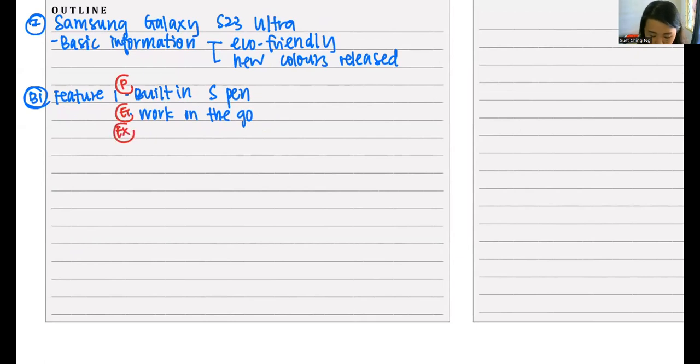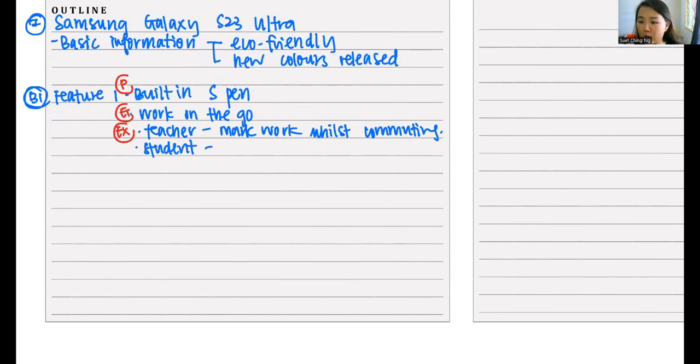Now, for the example, I can do a couple of things. If I take myself as a teacher, I can say I can mark my work on the go whilst commuting. For a student like you, choose one, I know you want to write both. Do you have a lot of digital work or homework to do? Yes, projects. Okay, then you can say complete digital projects on the go.